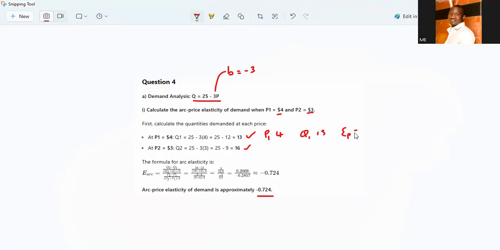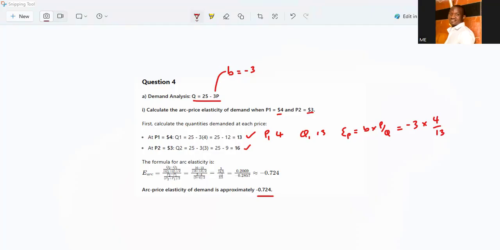It is B times price over quantity. What is our B? Negative 3. And what is our price? 4. And our quantity is 13. So 12 over 13. What do we get as the final answer? We're going to get negative 0.923.